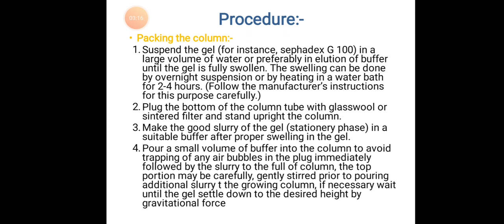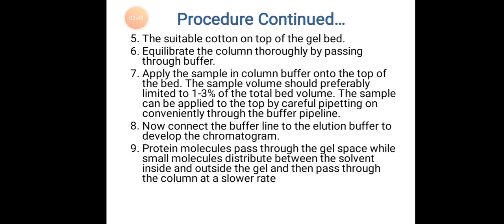Pour a small volume of buffer into the column to avoid trapping any air bubbles in the plug, immediately followed by the slurry to fill the column. The top portion may be gently stirred prior to pouring additional slurry into the growing column. If necessary, wait until the gel settles down to the desired height by gravitational force. Place suitable cotton on top of the gel bed. Equilibrate the column thoroughly by passing buffer through.